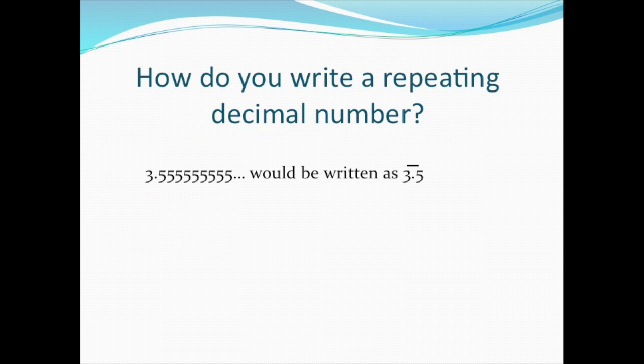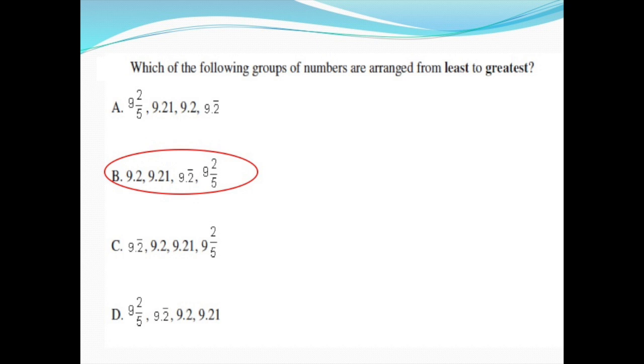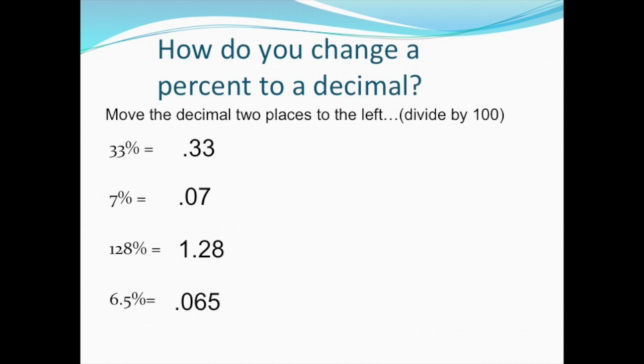How do you write a repeating decimal? 3.55555 will be written as 3.5 with the line over the 5 because the 5 is repeating. Which of the following groups of numbers are arranged from least to greatest? Well, that would be B, because if I put them all in the same form and lined them up completing zeros, B would be from least to greatest. How do you change percent to a decimal? Move the decimal 2 places to the left, or divide by 100.